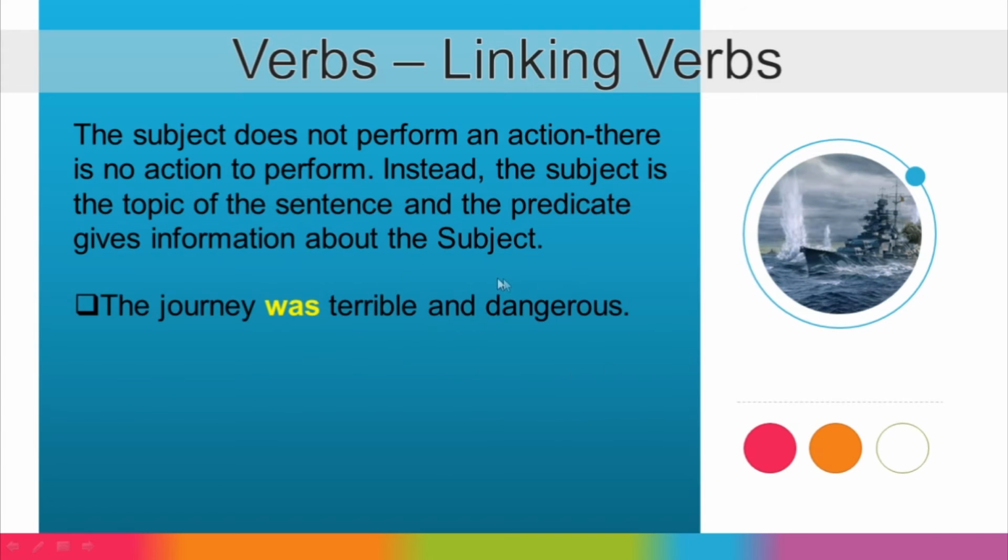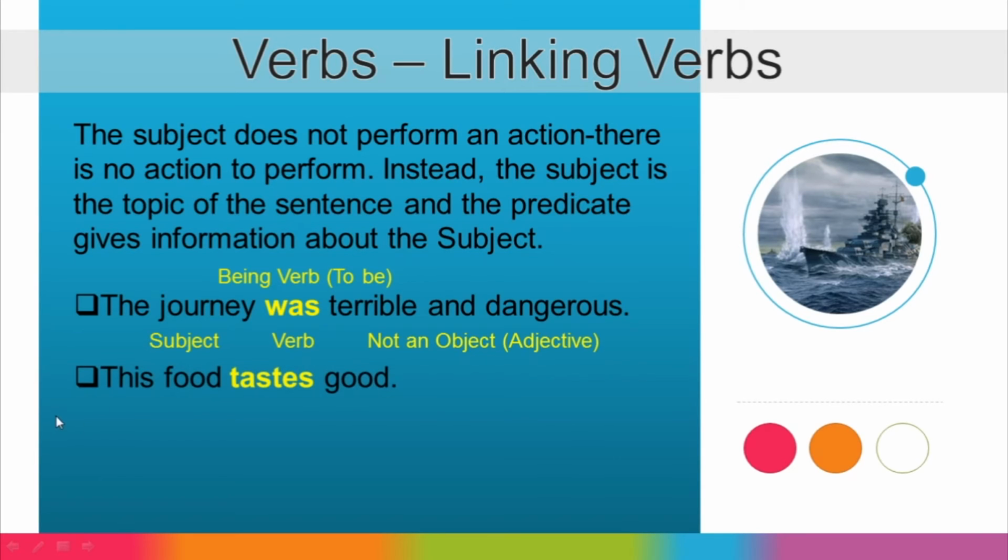Now, what is terrible and dangerous is the journey. The journey is the subject, was is the verb, or in this case a linking verb, and this is not an object. These are adjectives that define or give more information about the journey, which is a noun. That's why we call them adjectives. We can also call the linking verb here a being verb because it is a form of to be. Now the second example is, the food tastes good.